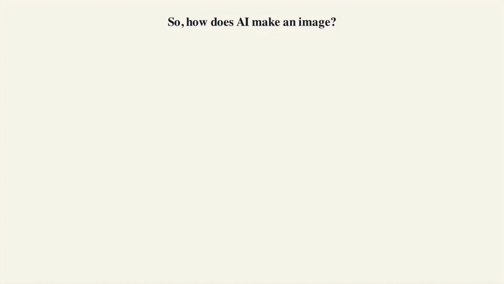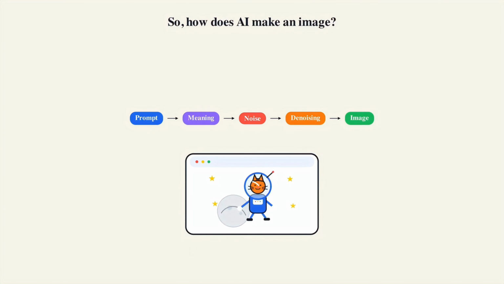So AI image generation is not instant magic. Your prompt becomes meaning. The model starts with noise. Then it removes noise again and again until the image finally matches the idea. Words guide noise into an image.